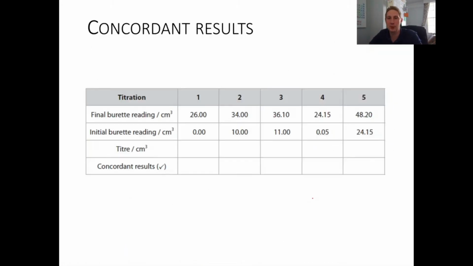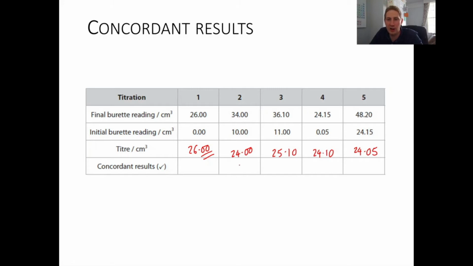Okay. So here's an example, concordant results. You might be asked to complete the table, find the concordant results. Well, the titer here, 26.00, do record it to the right precision. 24.00, this would be 25.10, this would be 24.10, and this would be 24.05. As we look at this, our rough titer is an overshoot, quite clearly, not a problem.